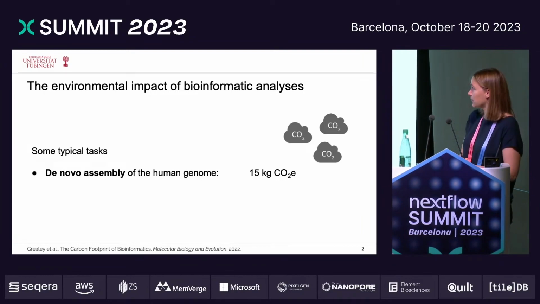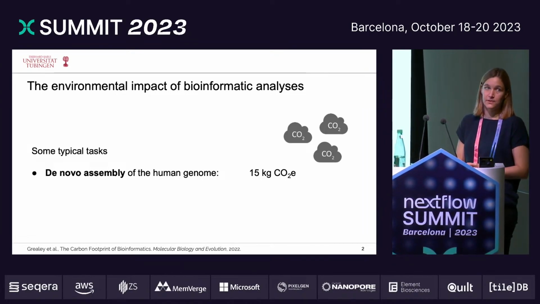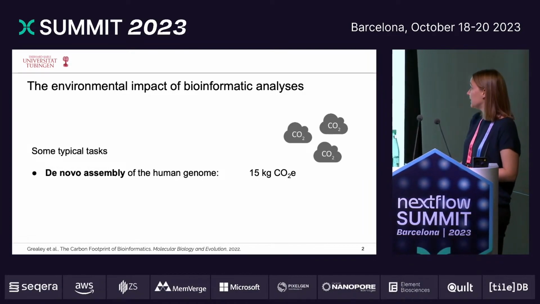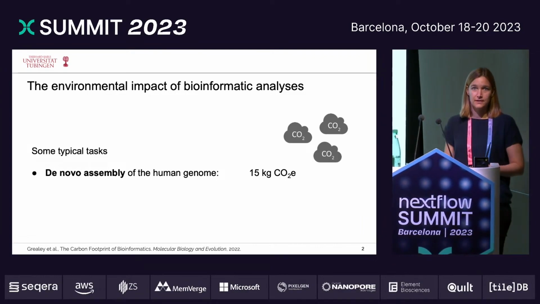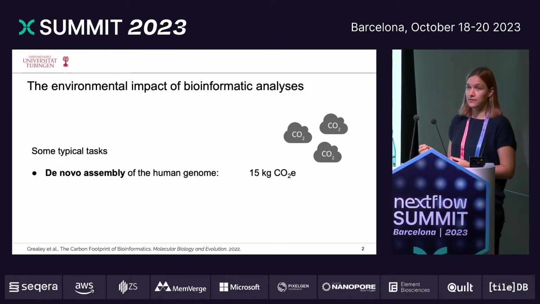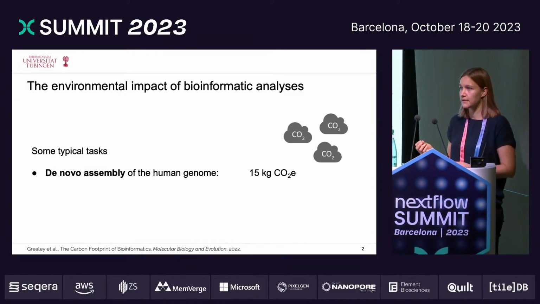So I would like to show you a few examples of a recent publication by Grealey et al. And they showed, for instance, that a de novo assembly of the human genome from Illumina reads generated roughly 15 kilograms of CO2 equivalents. So maybe a brief explanation about this metric CO2 equivalent. This is used for a better comparison between different greenhouse gases. So if other types of greenhouse gases are generated, this is converted to the amount of CO2 which would have the same impact on global warming.